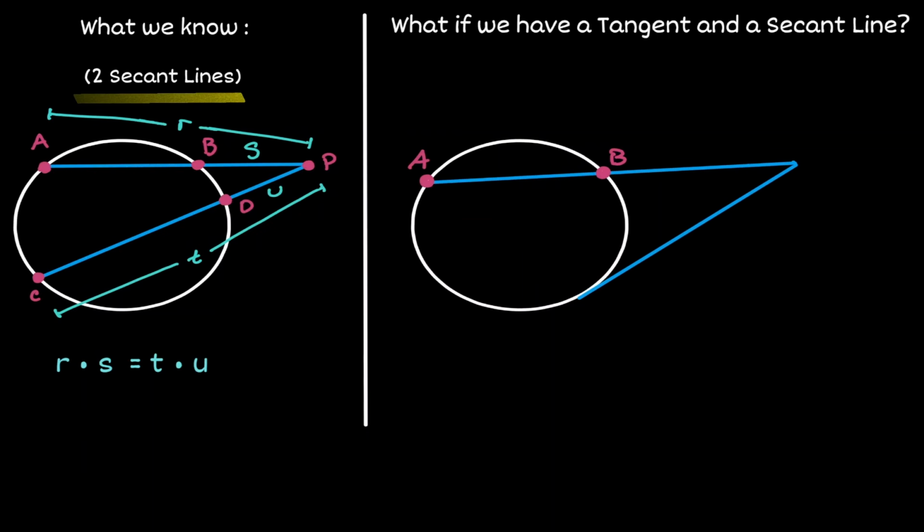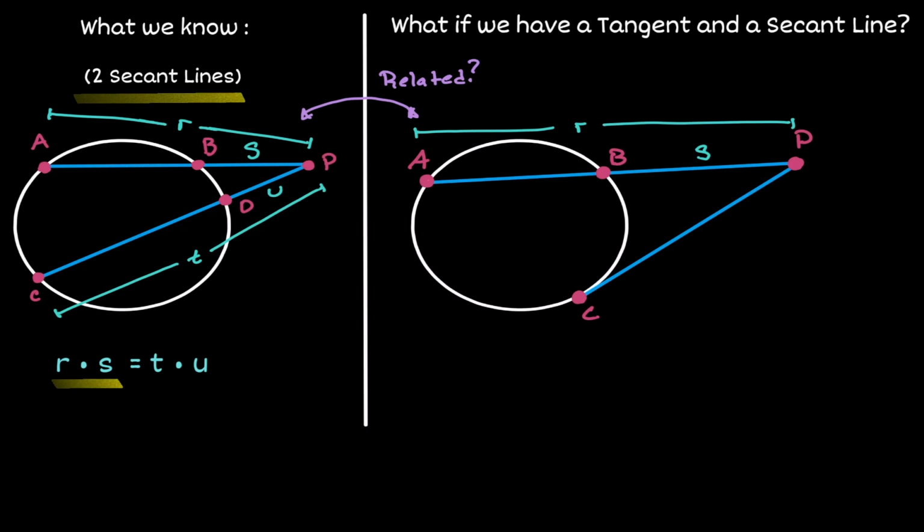Let's call the intersection C. And the point where the secant and the tangent line intersect, let's call it P. Let's assign the same names as we did before, with the line segment AP. Let's call the external line segment S, and let's call the whole secant line R. Now what we want to think about is, how are these two scenarios related to each other?